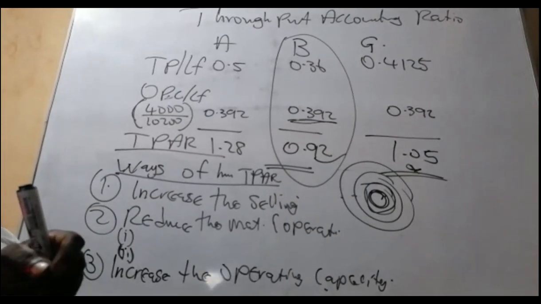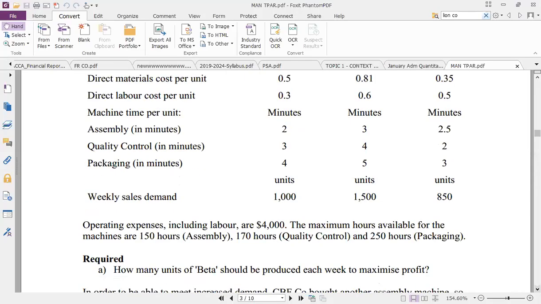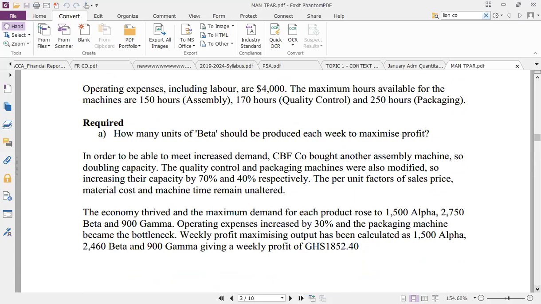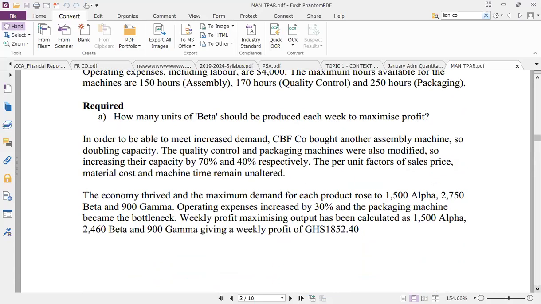Now there's a B part. Let's carefully understand the B part. It's very important. They say in order to be able to meet increase in demand, the company, called CBF Co, bought another assembler machine. Wow. So have you seen what they bought? That's after the A part.